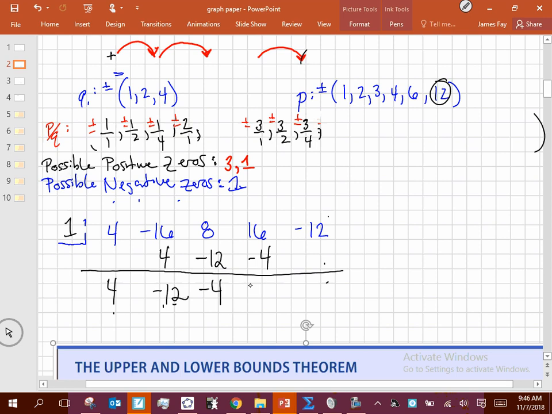Yeah, positive 12. So then multiply that by 1, and I get positive 12 there. So what's that tell me? Got a 0. Okay? Now, same thing happens, guys.